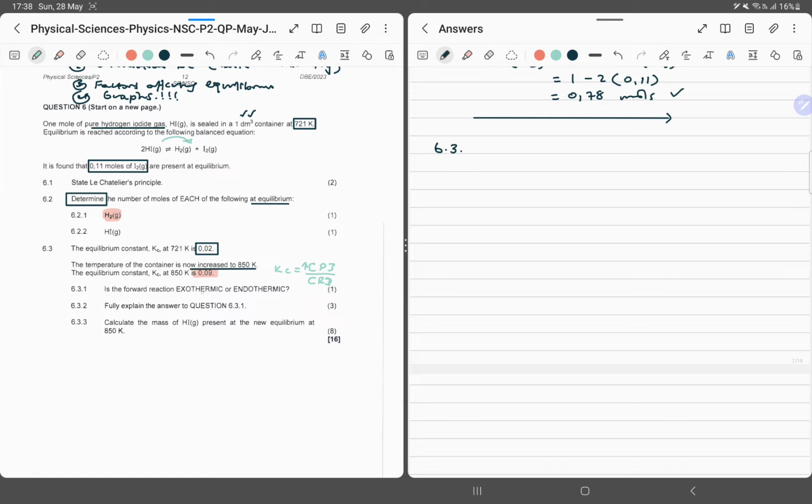Okay, great, meaning the forward reaction is endothermic. Now, is the forward reaction exo or endo? The answer has already been established. So 6.3.1, it must be endothermic. It is endothermic, okay? Easy mark.